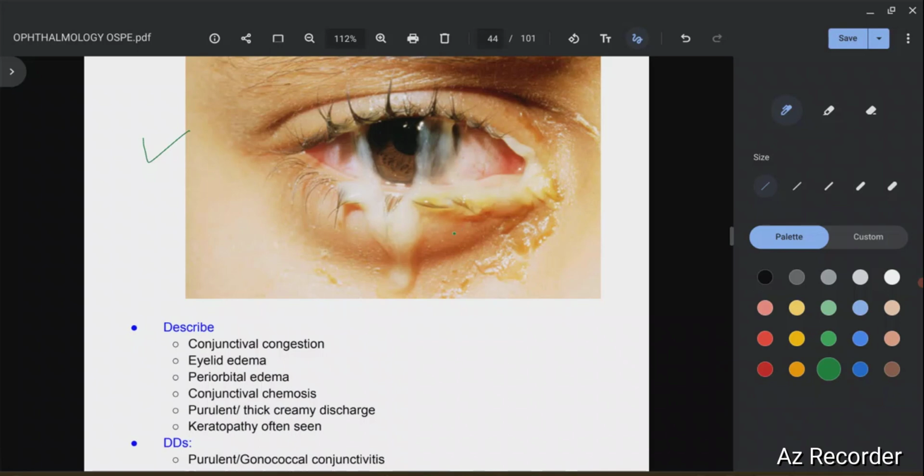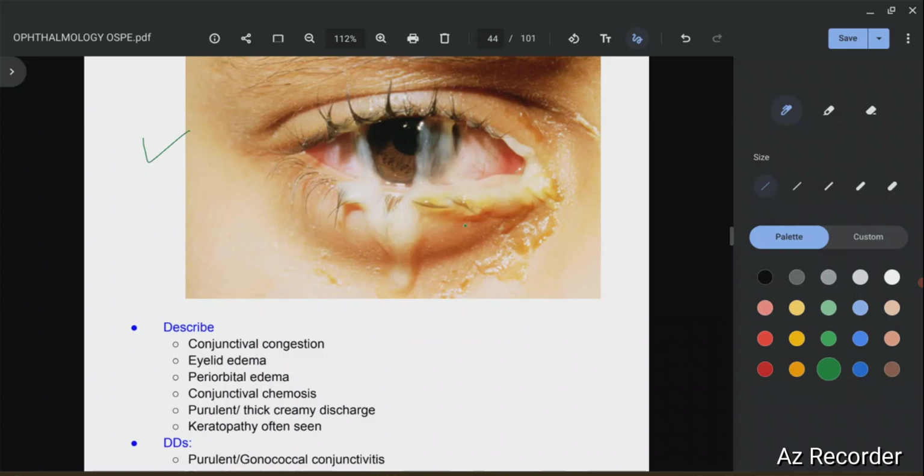Then there is conjunctival chemosis. And one more important thing, appreciate, can you see all of those matted eyelashes? I didn't write it over here, but appreciate this as well. Eyelashes are matted together because of this thick, profuse purulent discharge.